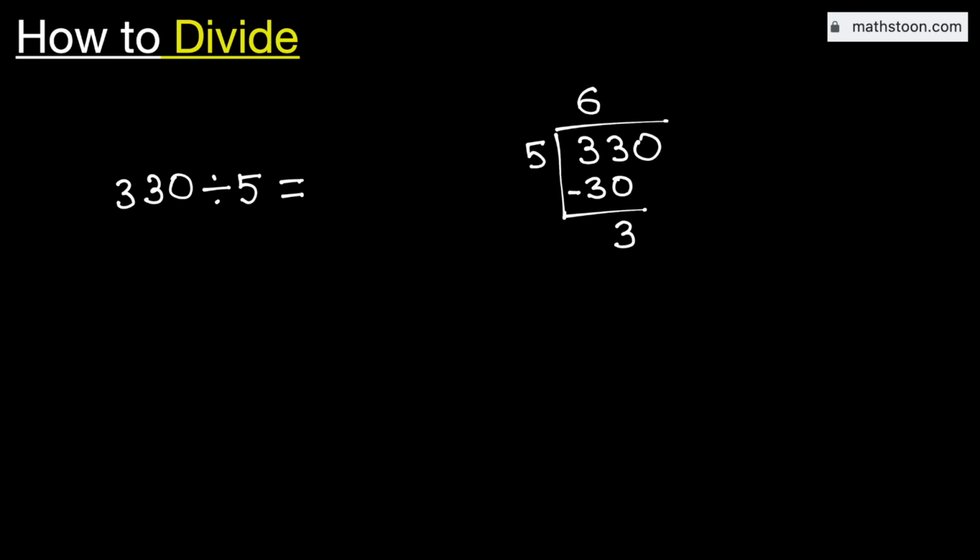Now again see that this 3 is less than 5. That is why we will bring down this number 0 here. We know that 5 times 6 is 30. Subtract, we get a 0. As we have got the number 0 and we have no number to bring down here, so we will stop. Therefore, 330 divided by 5 is equal to 66. And this is our final answer.